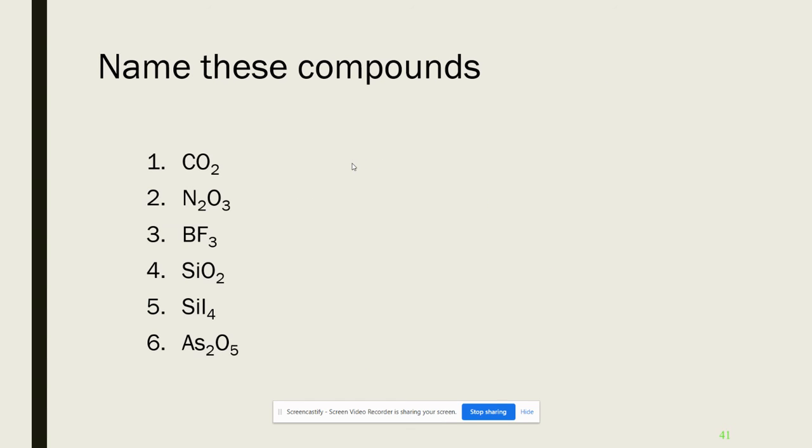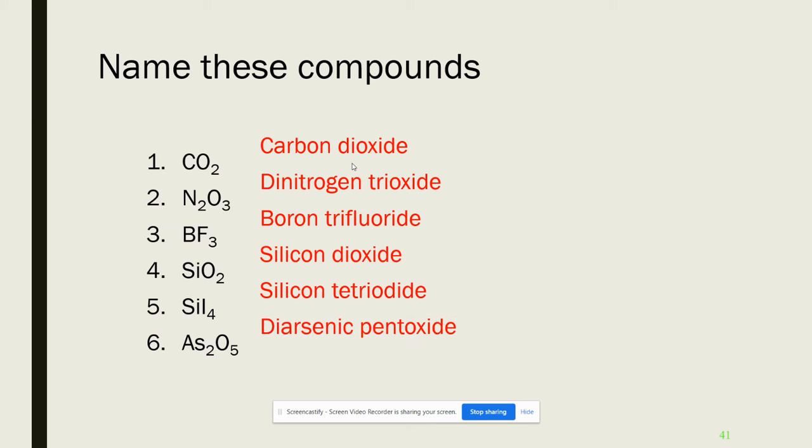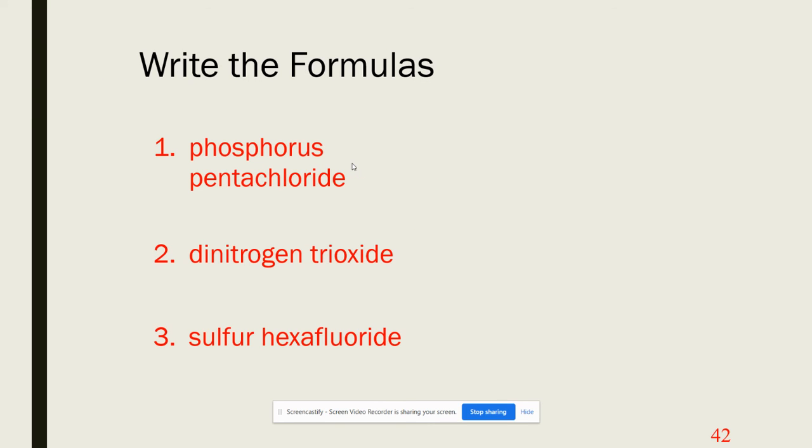All right, now your turn to name them without anything. So I want you to pause the video and I want you to write down all the names. Then I want you to come back and check your answers. So first one's carbon dioxide, dinitrogen trioxide, boron trifluoride, silicon dioxide, silicon tetraiodide, and then diarsenic pentoxide.